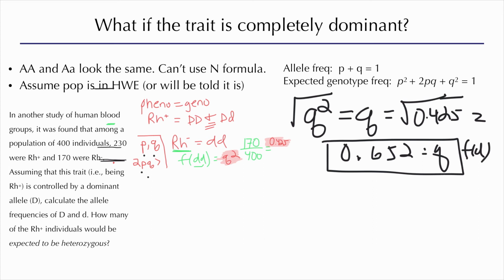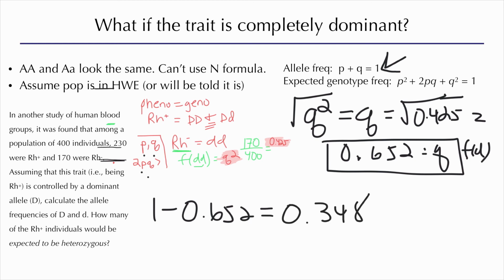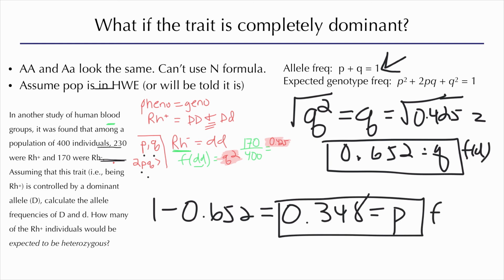Then we can solve for p because of this equation, which is just logic. 0.652 is q, the rest of it must be p. So 1 minus 0.652 equals 0.348, and that equals your p. So that's the second part, and that's the frequency, remember, of your big D.